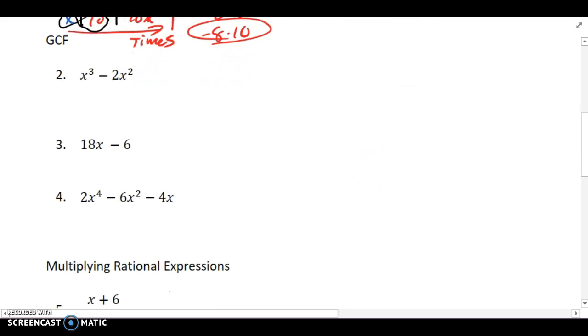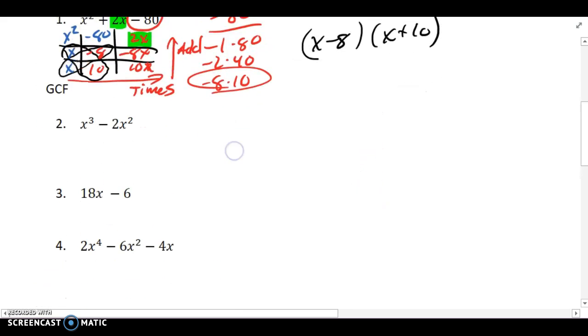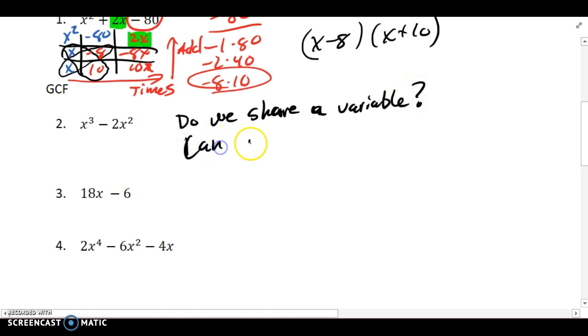Next, we need to find a GCF. GCF is where we're taking things out. So do we share x's? Do we share a variable? This is the opposite of distributing. Or can we divide out a number?